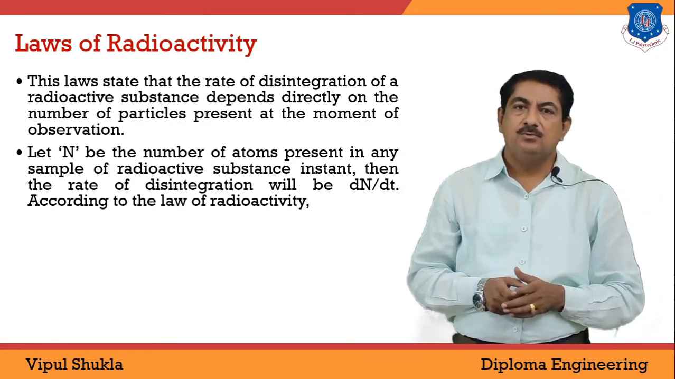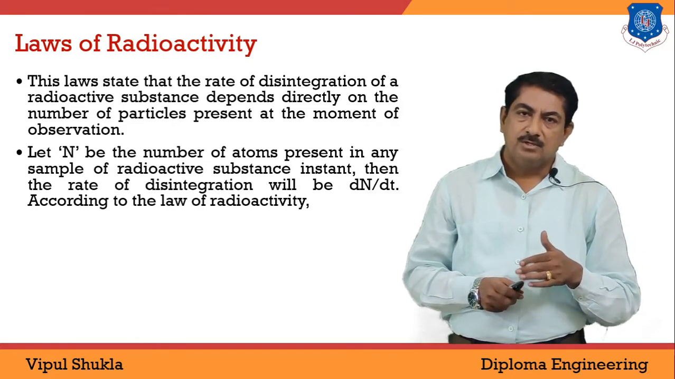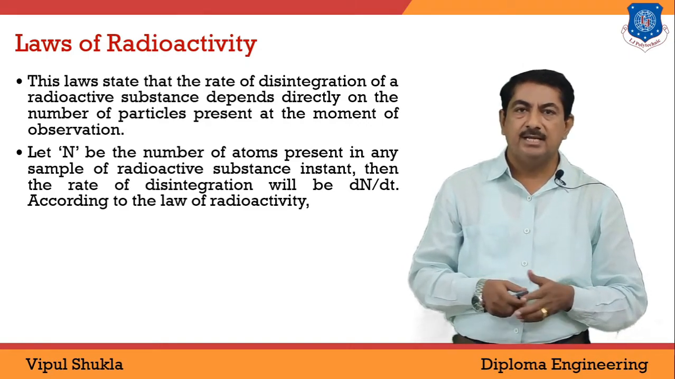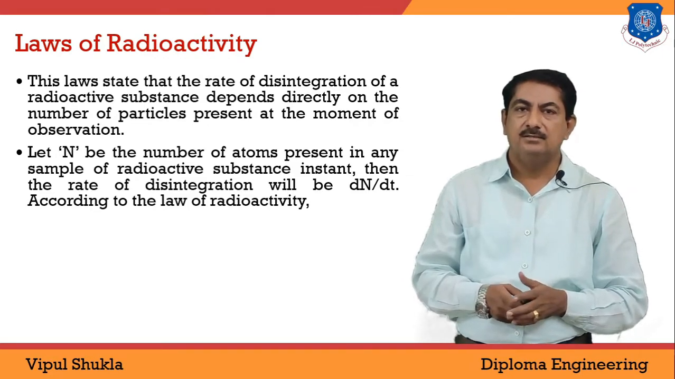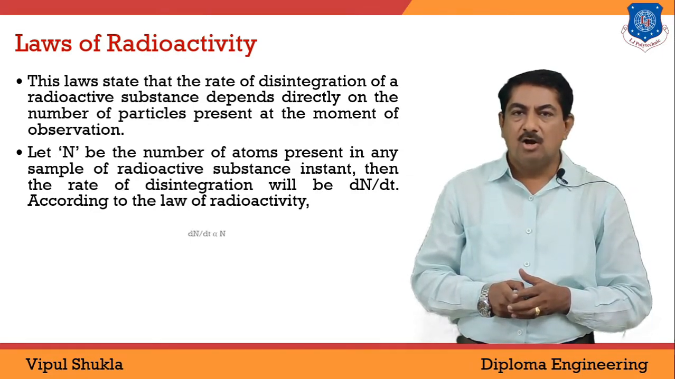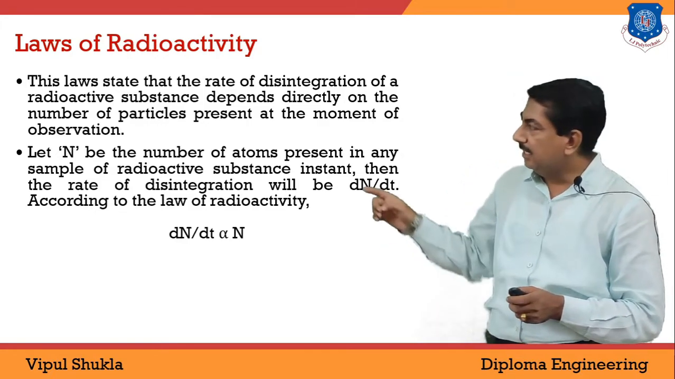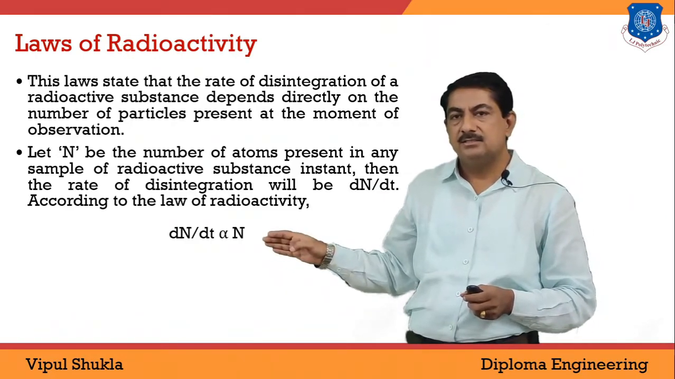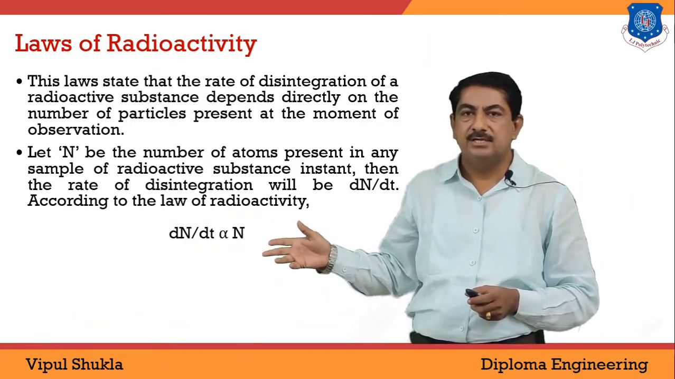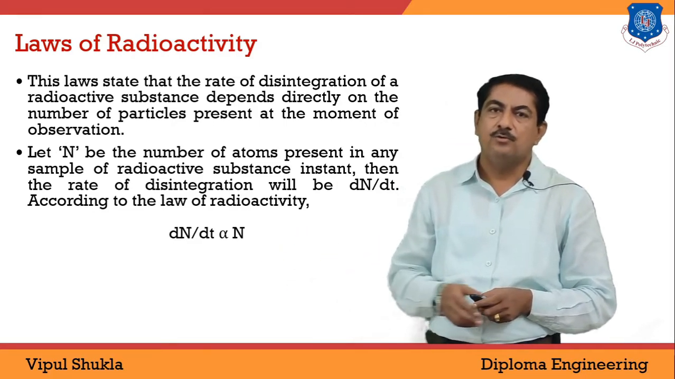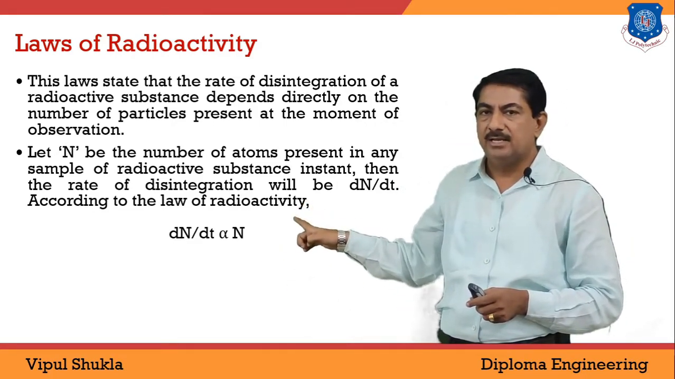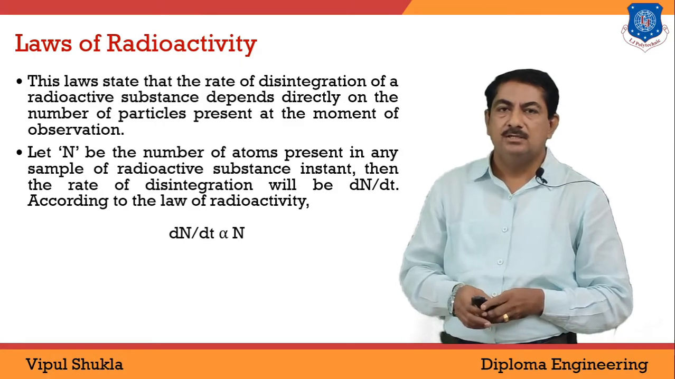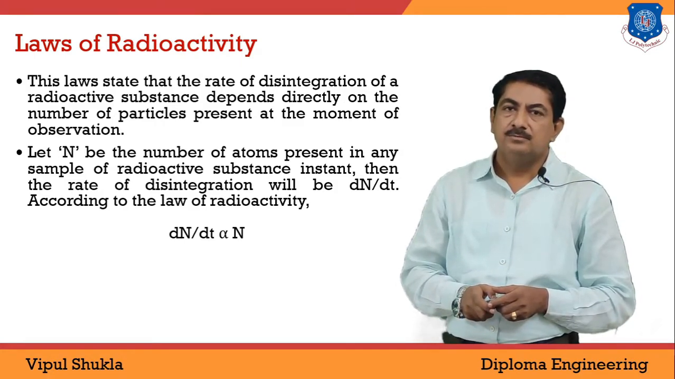After disintegration of the nuclei, the number of new nuclei, or daughter nuclei, is, suppose, N0 at a certain interval of time, t equal to t. So according to the law of radioactivity, dN by dt is directly proportional to capital N. dN by dt is differentiation mathematically, but from the physics point of view it is the disintegration of the number of parent nuclei originally present, which is directly proportional to capital N, the number of parent nuclei.